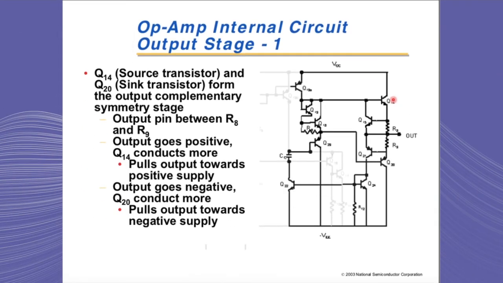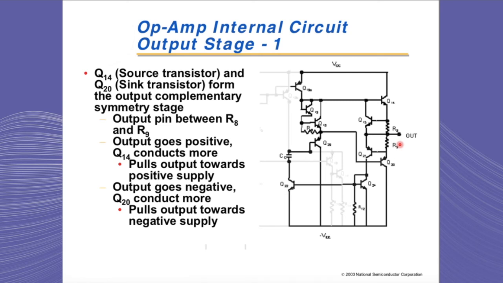Finally, we will talk about the output stage of an op amp. Q14 or the source transistor and the Q20 or the sink transistor form the output complementary stage of the amplifier. Q14 and Q20 have larger areas compared to the other transistors so that they can provide larger currents with minimal temperature effect on the device.